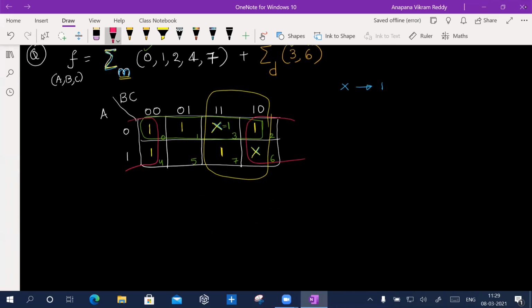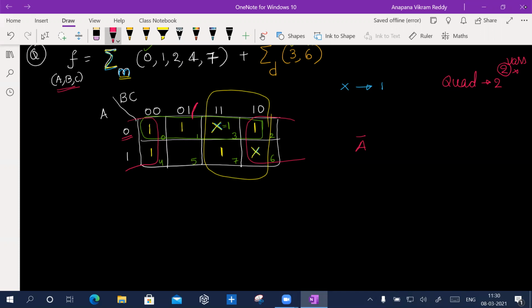Now the very first one, the horizontal group. What do you get there? A complement. Anything else? No, that's it, because a quad eliminates 2 variables, since a quad means 2 to the power 2. So out of the 3 variables A, B, C, B and C are gone for the first one, because A complement is common to all these 4 cells.